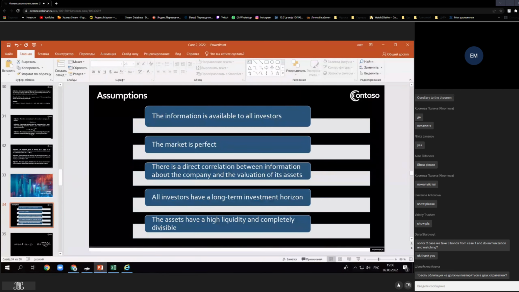CAPM is a theoretical model. You can find a lot of information about it. You can find a lot of criticism of it. It's bad, bad, and bad. But this is the most useful model in the world right now. The most useful, with some adjustments, of course. Let's move to formalization of the model.